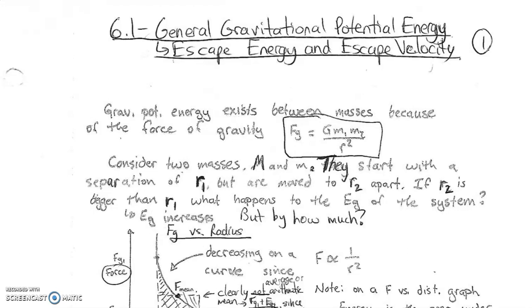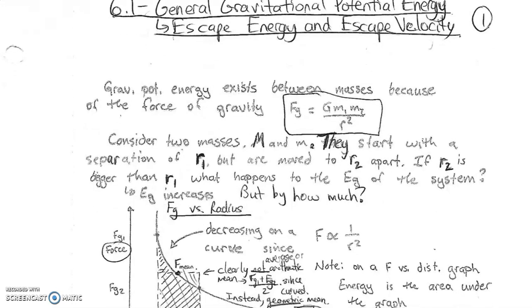The first thing we need to note is that gravitational potential energy exists between masses because of the force of gravity. We know the force of gravity between any two masses is G, the universal gravitational constant, times the first mass times the second mass. If it's you standing on a planet, you're one of the masses and the planet's the other mass, divided by the radius squared, the distance between the centers squared. Don't forget that this is the distance between the centers of mass, not necessarily the height you are above a planet.